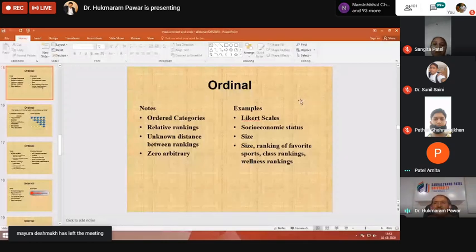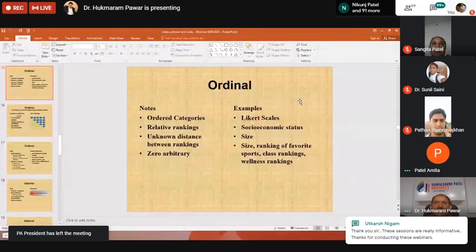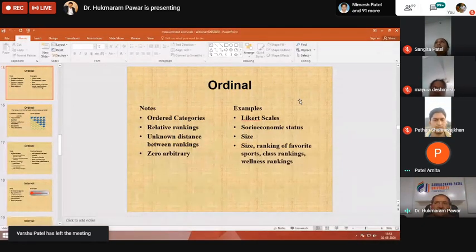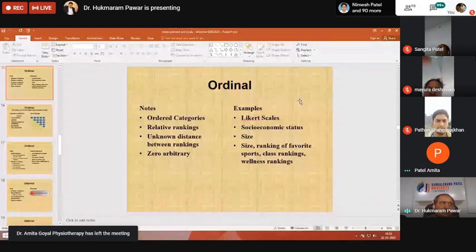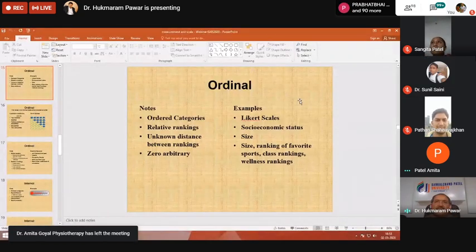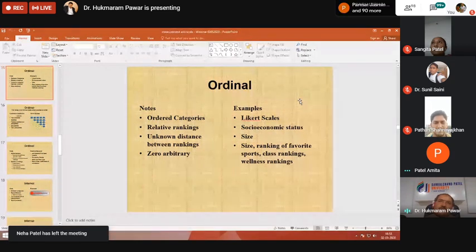Measurement and scaling are not used for sample selection. Sample selection depends on your objectives and on your population, right? And there is a statistical formula to decide the sample size. It does not depend on the measurement and scale. Measurement and scaling are used for data only.